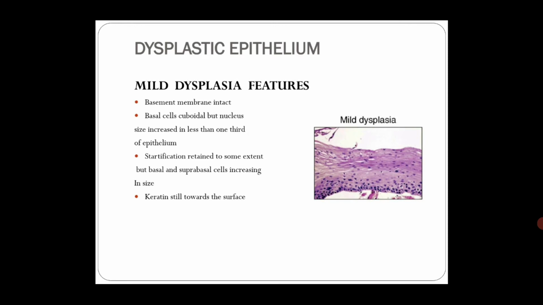Then of course keratin will be towards the surface, which is again a feature of a normal epithelium. So only two changes you're going to see in mildly dysplastic epithelium. One is that nucleus size will increase, and the second is that suprabasilar cells will appear bigger or cuboidal in shape. And these changes you will be able to note in less than 1/3 of the thickness of the entire epithelium.